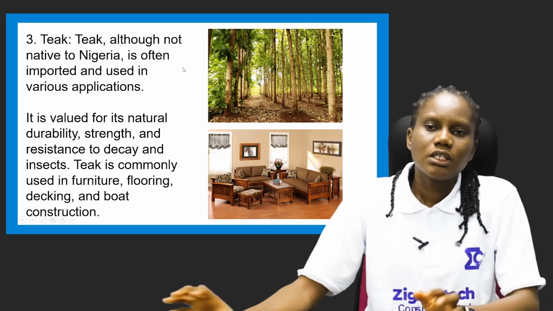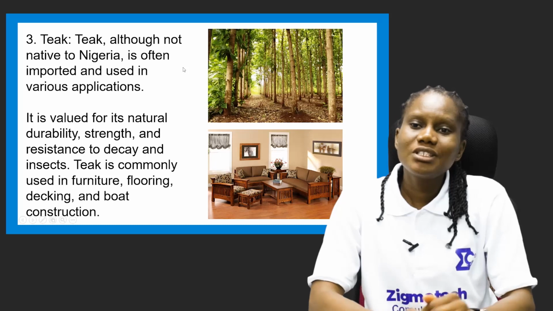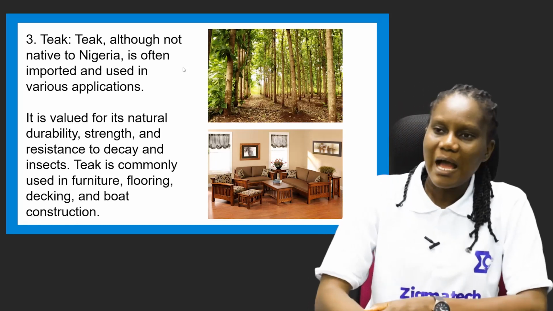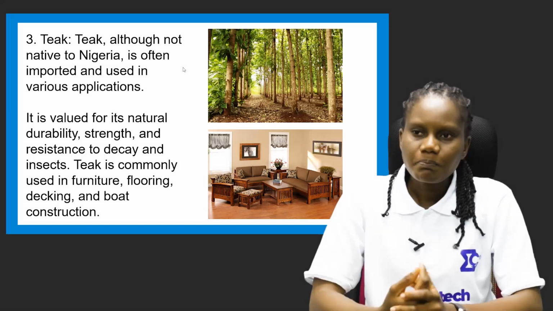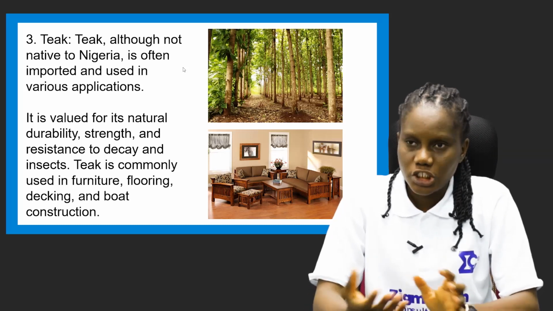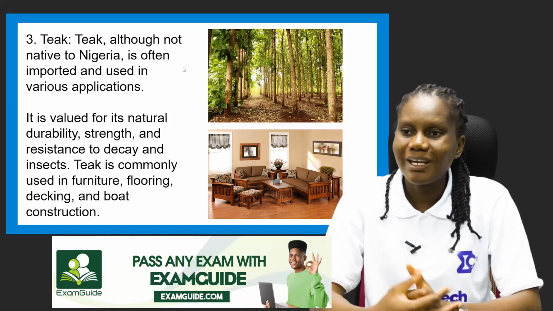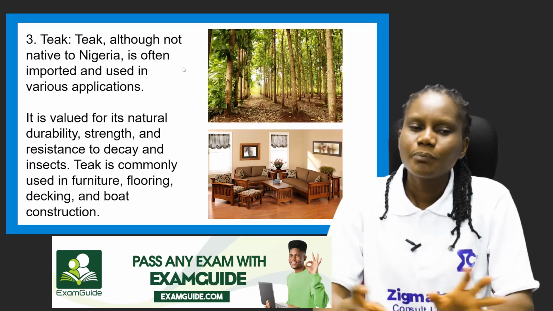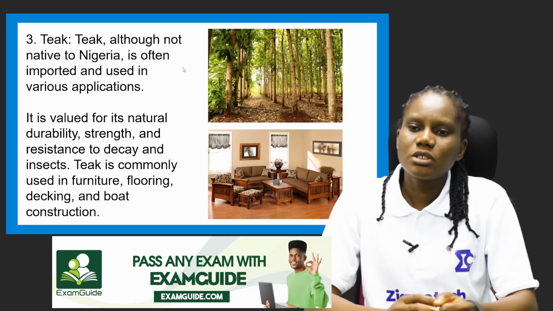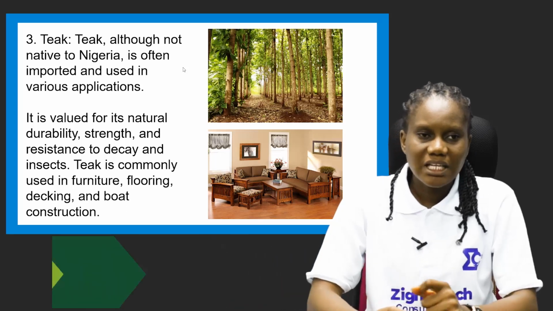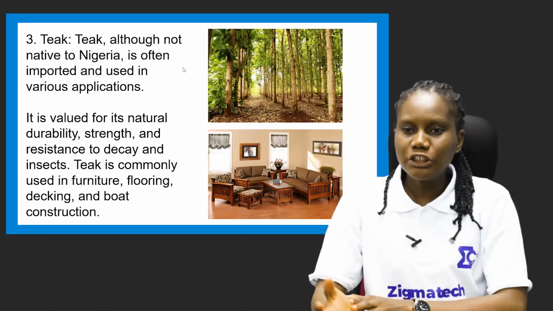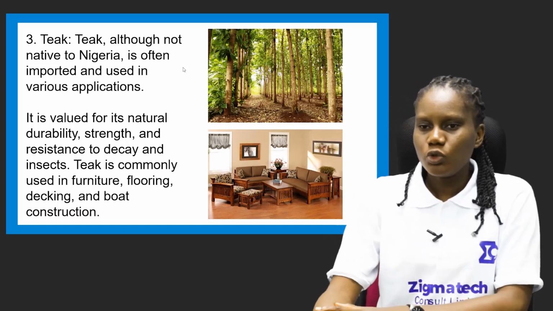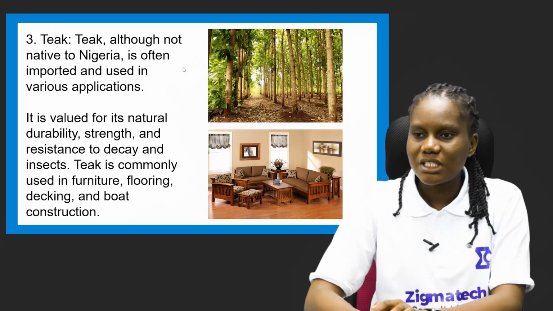Number 3 is teak. Teak, although not native to Nigeria, is often imported and used in various applications. On the screen there, you can see the teak tree plantation, and it is valued for its natural durability, strength, and resistance to decay and insects. Just like the Iroko tree, our teak tree too has resistance to decay and insects. And if you look at the picture over there, you can see fine furniture.